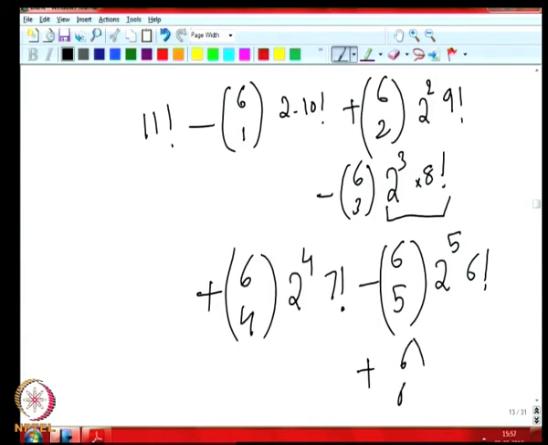6 choose 6 into 2 to the power 6 into all the couples sitting next to each other, and then here it is 5 factorial, right. So, 5 factorial 2 to the power 6 ways. So, this would be the answer, right.